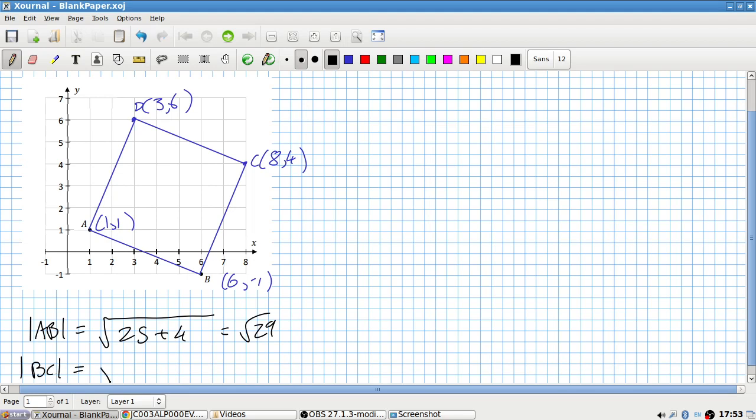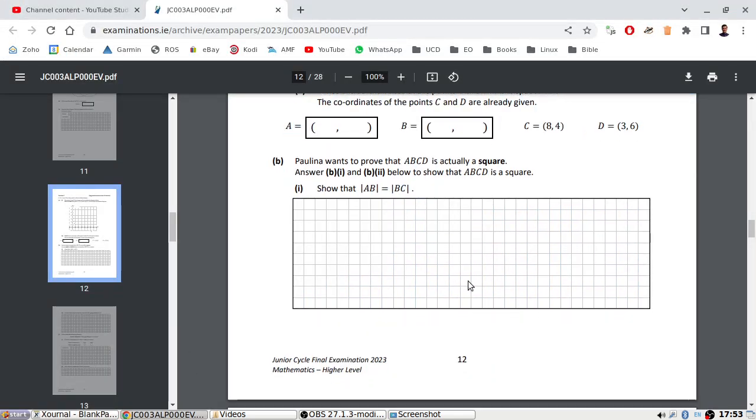BC is root, 6 minus 8 is minus 2, squared is 4. And then minus 1 minus 4 is minus 5, squared is 25. So there you go. That's done.